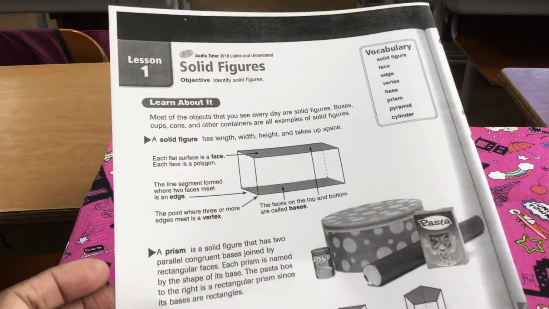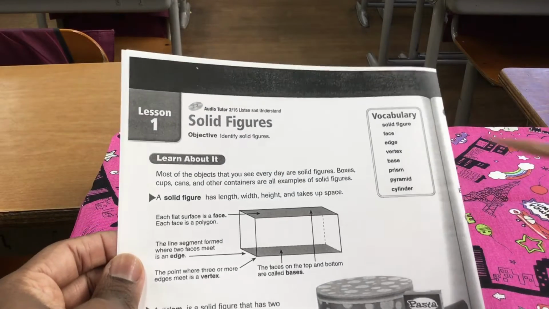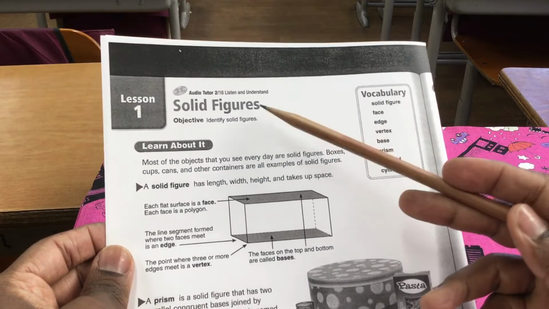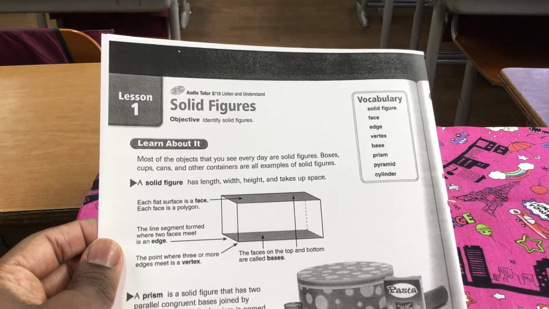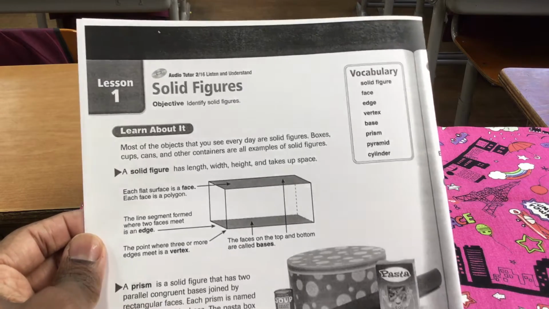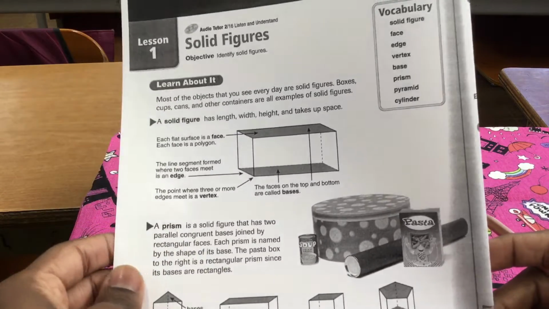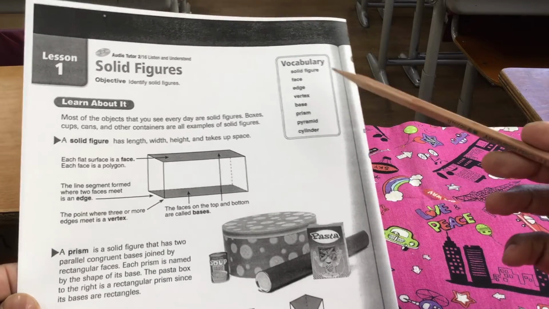Okay. All right. So this is solid figures, and our objective is going to simply be to identify solid figures. Okay? All right. So I'm going to go through the vocabulary that we are going to be using. Please read along with me.